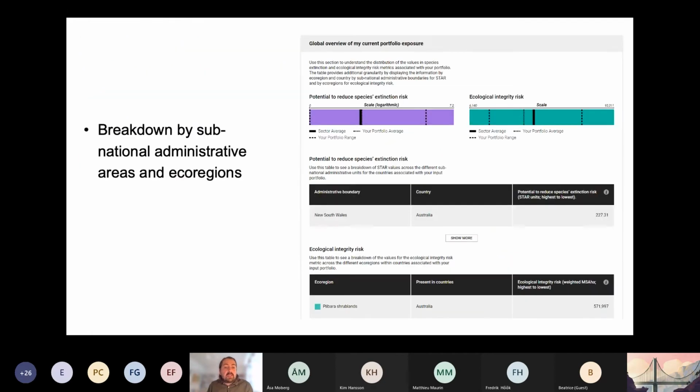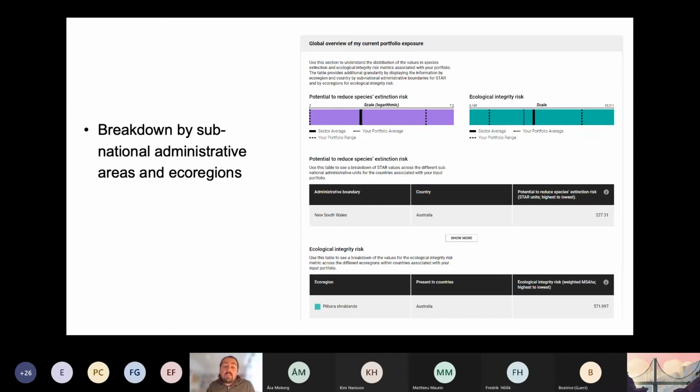If we go to the next slide, please. So this high-level overview is then broken down further within the dashboard. For the metric on potential to reduce species extinction risk, we provide a list of the sub-national administrative areas associated with the portfolio and the portfolio star score within each. And for the ecological integrity risk metric, we provide a list of the ecoregions associated with the portfolio and the corresponding score for each. These tables are ordered from highest to lowest, so it helps prioritize those areas with the highest opportunity or risk first.